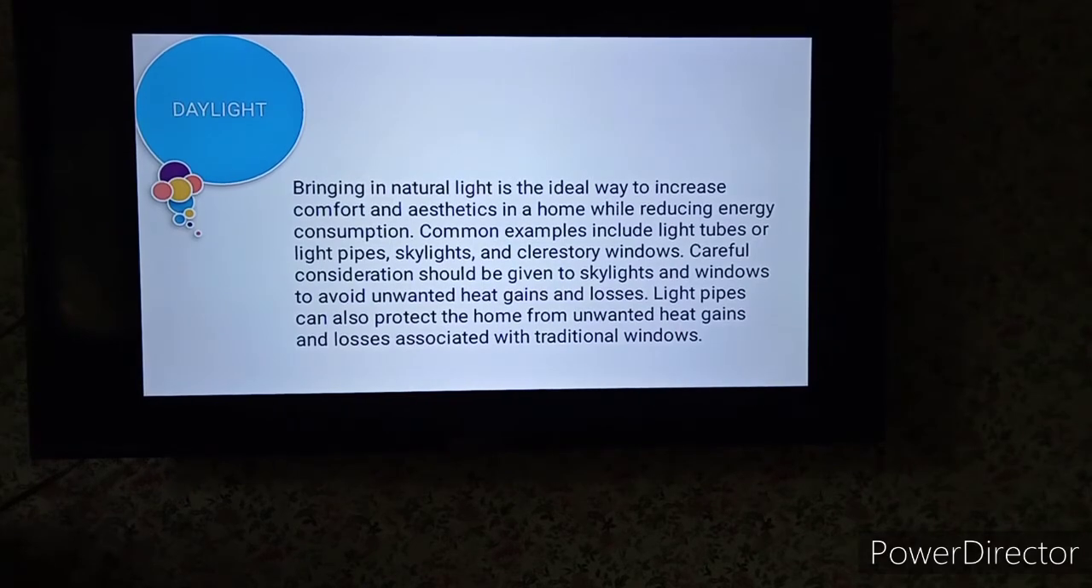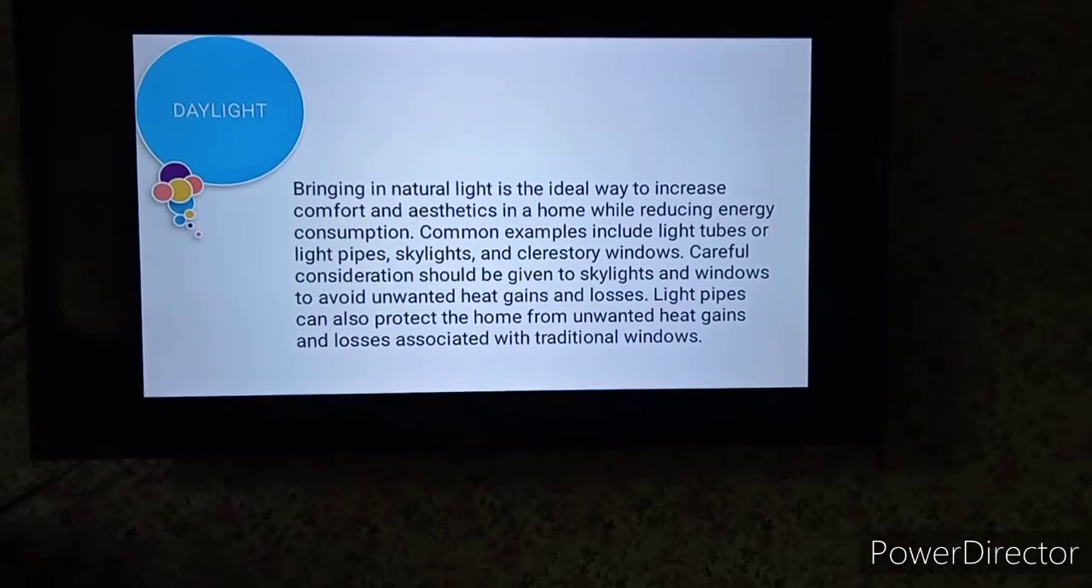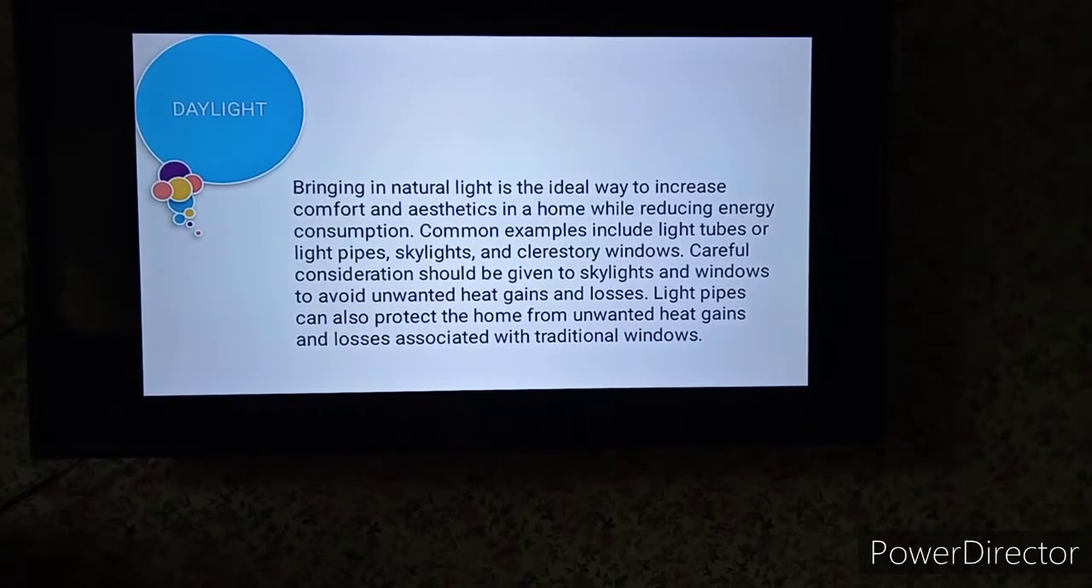So daylight, bringing in natural light is an ideal way to increase comfort and aesthetics in a home while reducing energy consumption. Common examples include light tubes or light pipes, skylights, and clerestory windows. Careful consideration should be given to skylights and windows to avoid unwanted heat gains and losses. Light pipes can also protect the home from unwanted heat gains and losses associated with traditional windows.